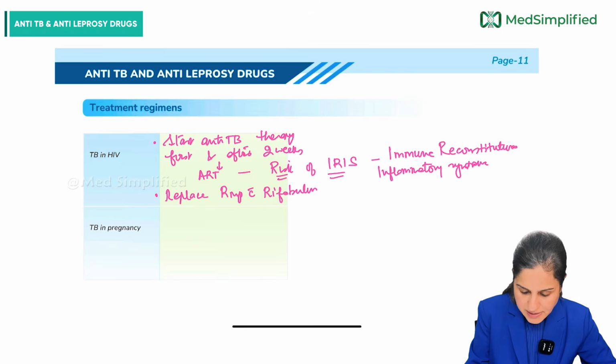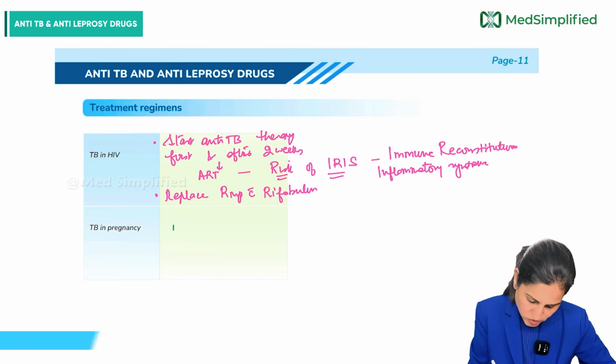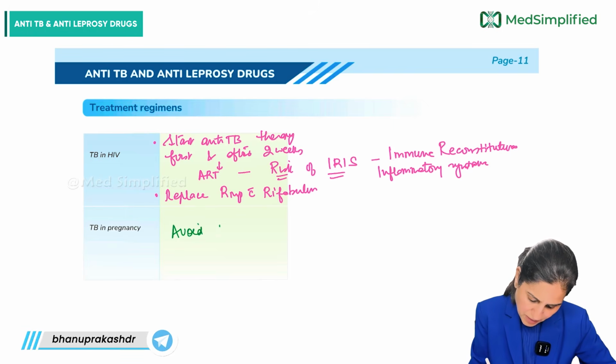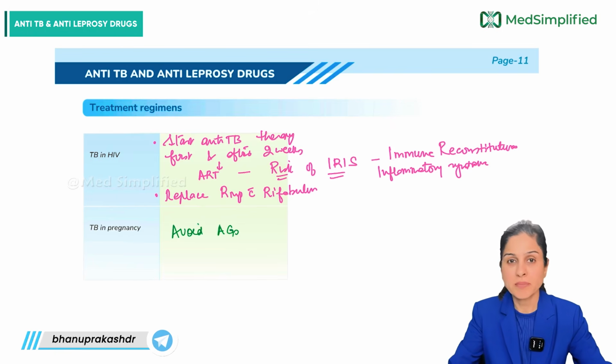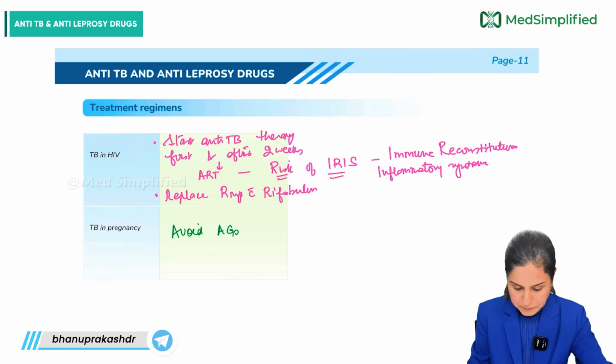What about pregnancy? You can give all these drugs, so just avoid giving aminoglycosides. Right? Only aminoglycosides cannot be given. They are contraindicated in case of pregnancy.